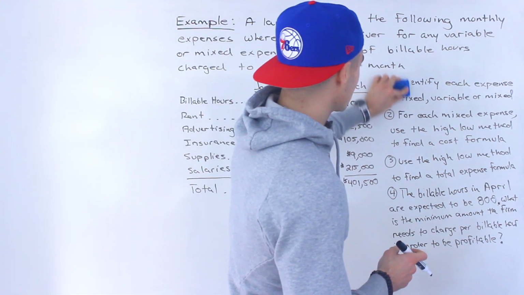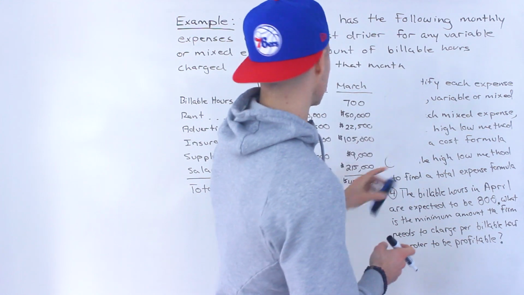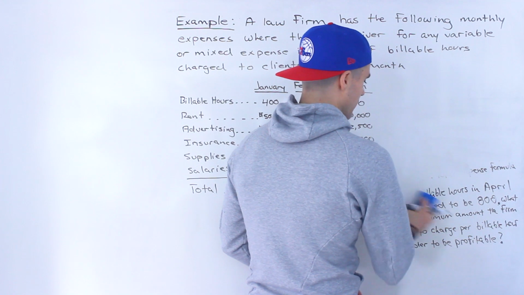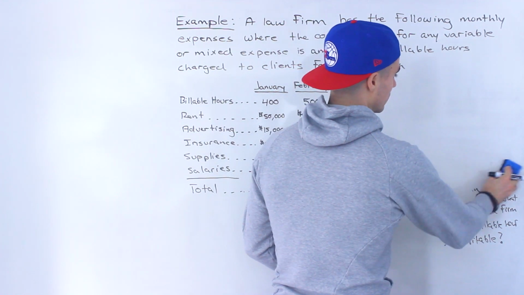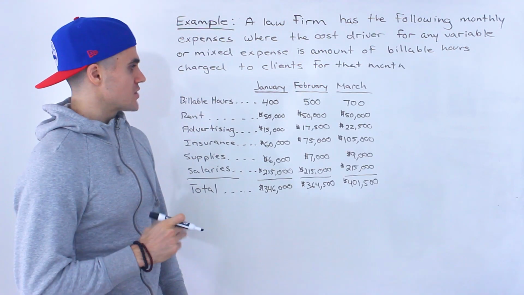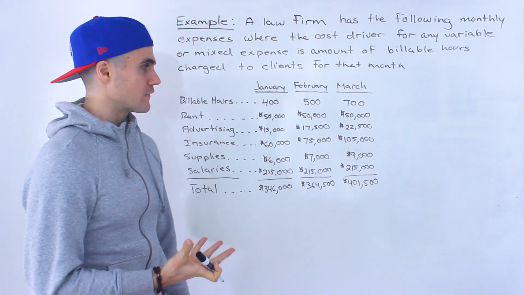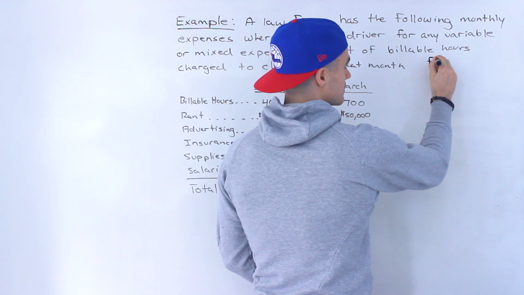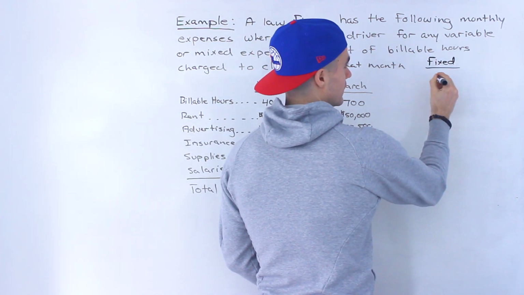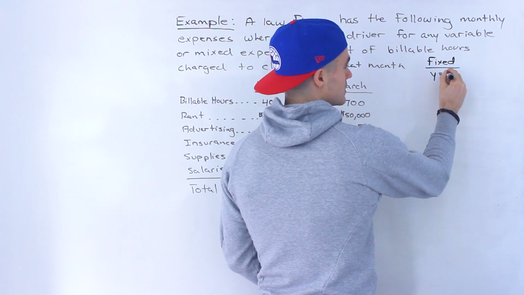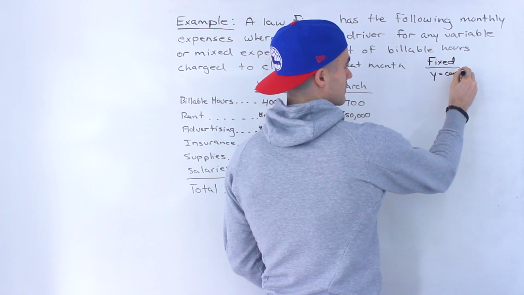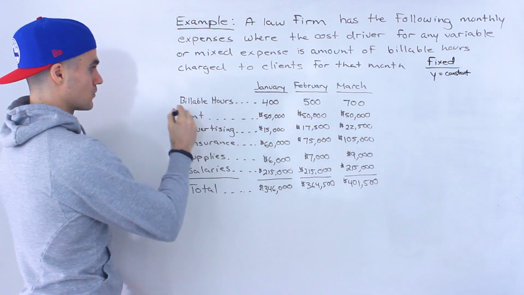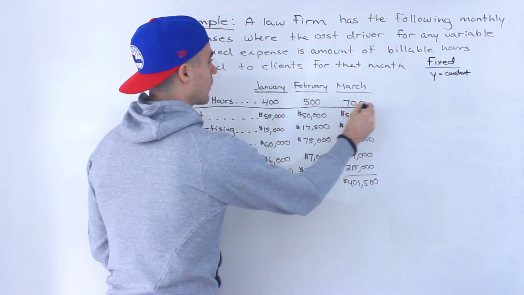So number 1, we have to identify each of these costs as mixed, variable, or fixed. The easiest one to always identify first is the fixed cost, because if you remember, the format of a fixed cost is basically y equals some kind of constant. It's just going to be constant the whole time. And let's just split these up, because billable hours are not expenses.